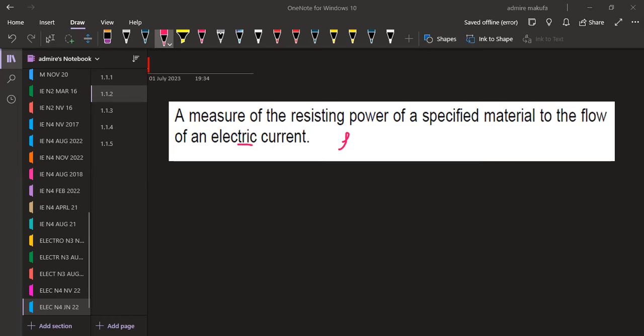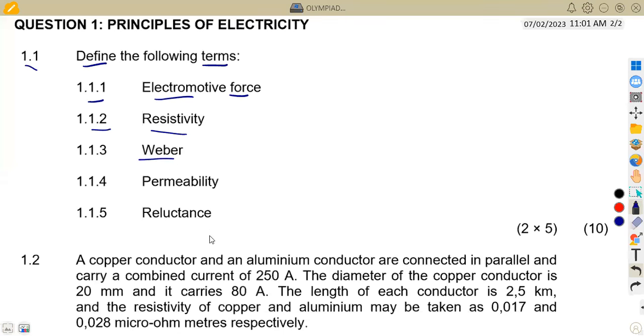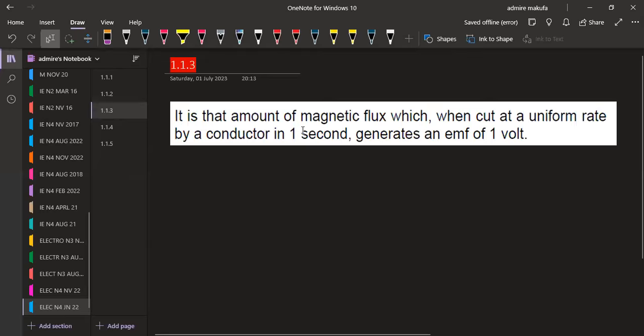All right, then let us check the other part, which is the unit Weber. Remember, this is from our magnetic circuits, where we are dealing with flux density. So Weber is the amount of magnetic flux which, when cut at a uniform rate by a conductor in 1 second, generates an EMF of 1 volt. So that is what we refer to as the Weber, the amount of magnetic flux.